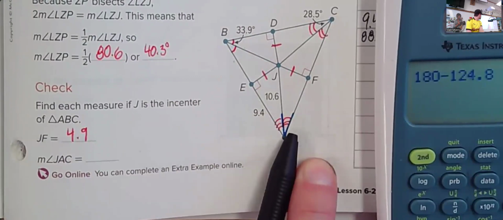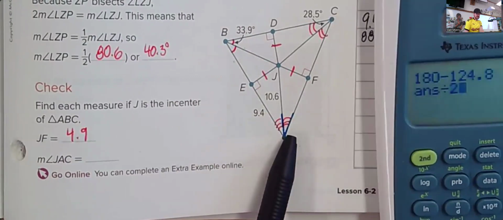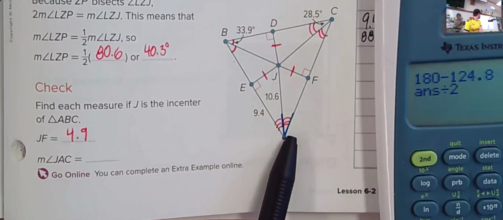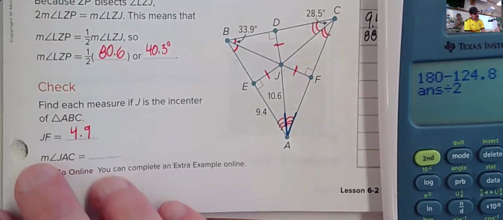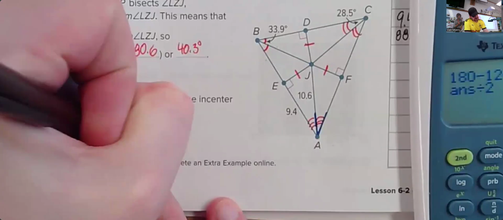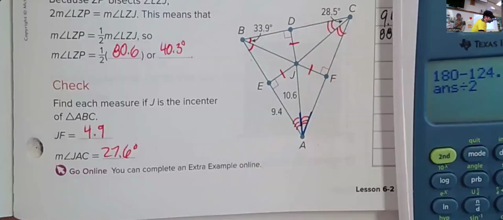We need half of that. So 27.6. So the measure of angle JAC is 27.6 degrees. Are there any questions about that?